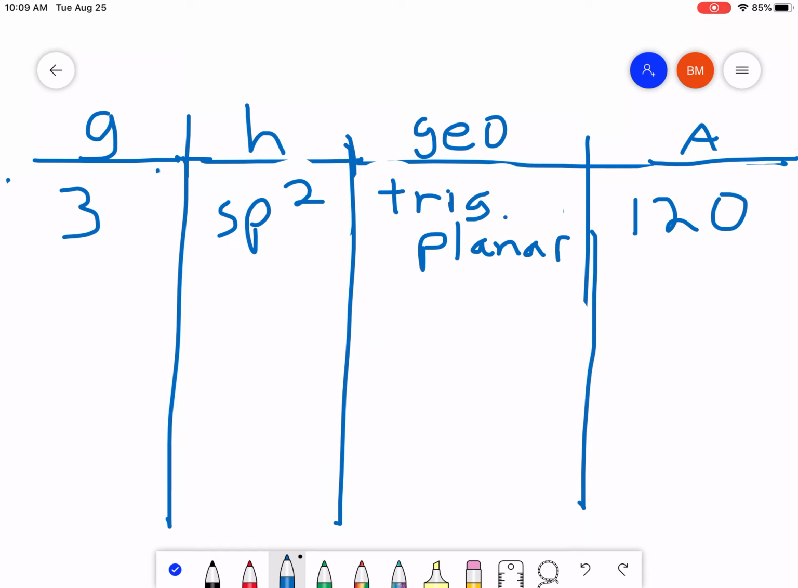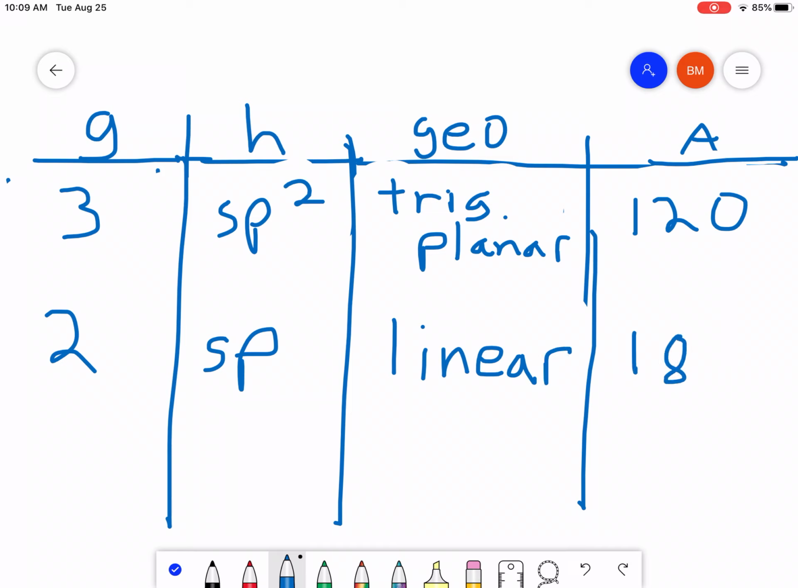Lastly, we have 2 groups. Again, we don't have to do different combinations here. This applies to all situations where you have 2 groups. We know those are sp hybridized. These have linear geometries, just in a straight line, with a bond angle of 180 degrees.